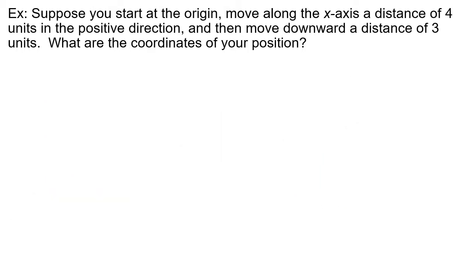So suppose you start at the origin and you move along the x-axis a distance of 4 units in the positive direction, and then you move downward a distance of 3 units. What would actually be your positioning? Where would you end up, basically? And so you could draw it out if you need to. You may not even need to draw it out.